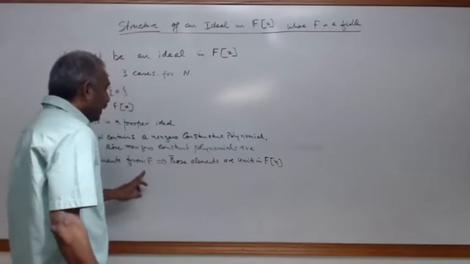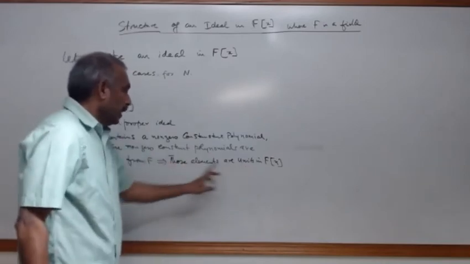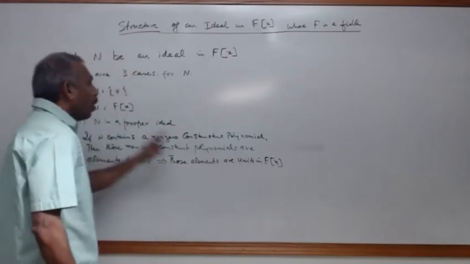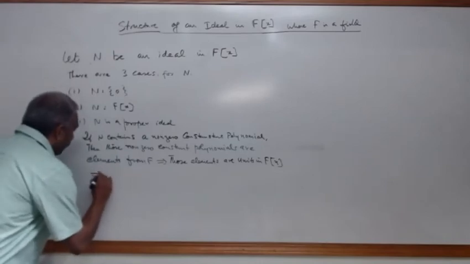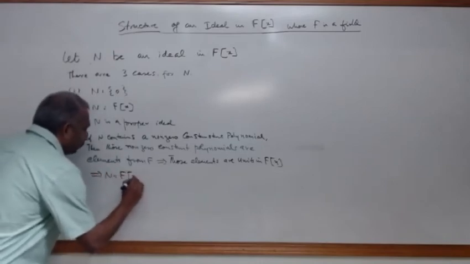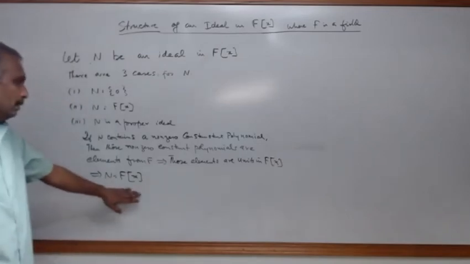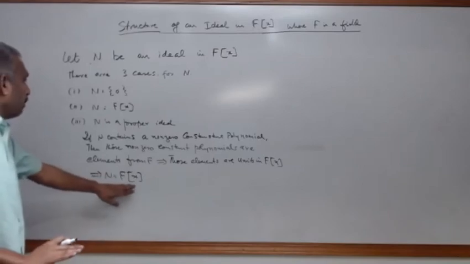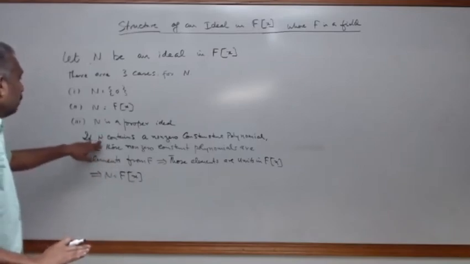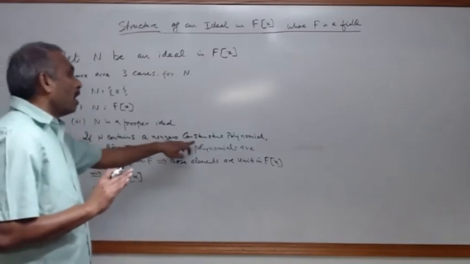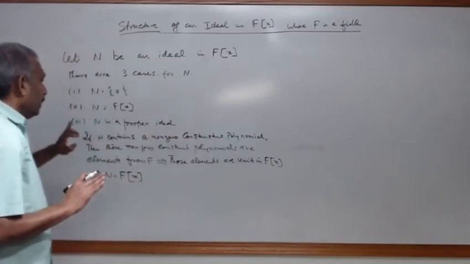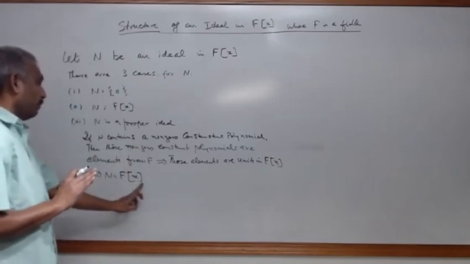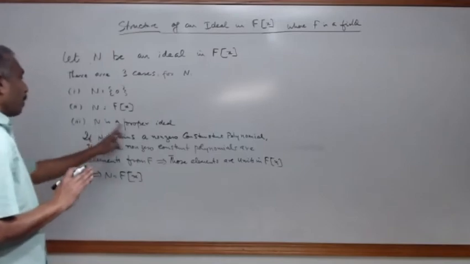And if an ideal contains a unit, then that ideal is the whole of F[x]. That means N is equal to F[x]. So that is not possible. So the problem here is you are assuming that N contains a non-zero constant polynomial, and you are arriving at a condition that if that is the case, N is equal to F[x]. And our N is a proper ideal.